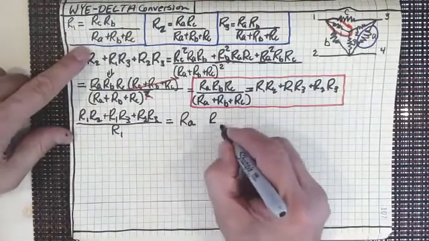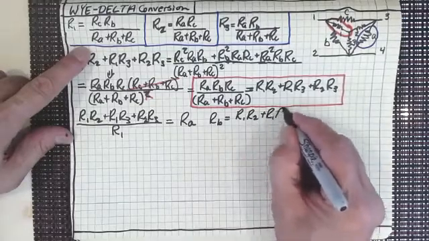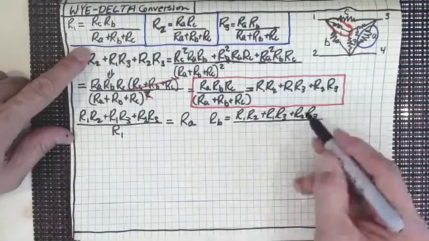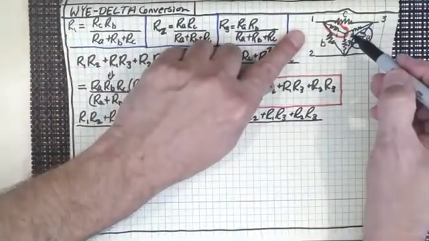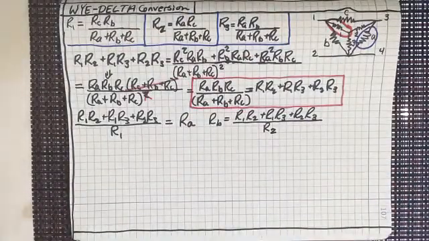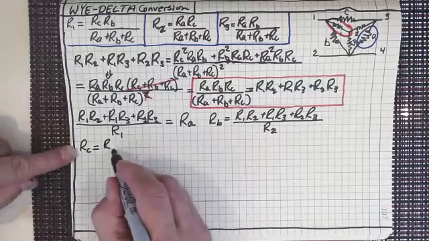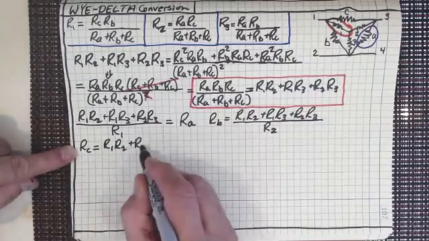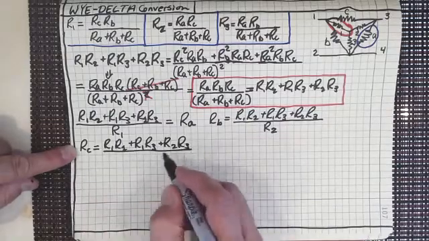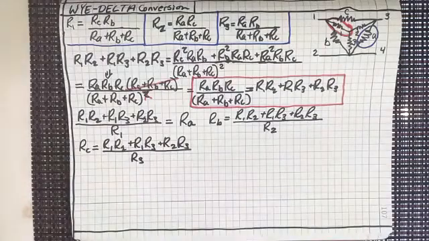All right, let's apply that to the next one. So if that's R sub A, then R sub B would be R1 times R2 plus R1 times R3 plus R2 times R3 divided by, what's opposite to B? Opposite to B is 2. So R2. Everyone see how that works? And so we have one more then. We want R sub C, just like before. R sub 1 times R sub 2 plus R sub 1 times R sub 3 plus R sub 2 times R sub 3, and all of that divided by the opposite of C, which is R3, right? Everyone see how that works?